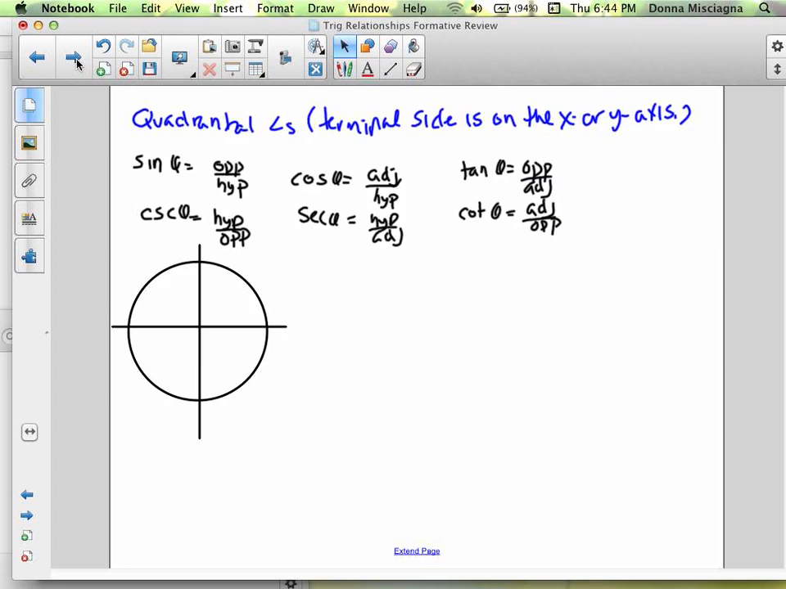All right, so let's look at the quad angles. So a quad angle has the terminal side on the x-axis or y-axis. All right, let's go through the 4 quad angles. So we could be at 0 degrees.